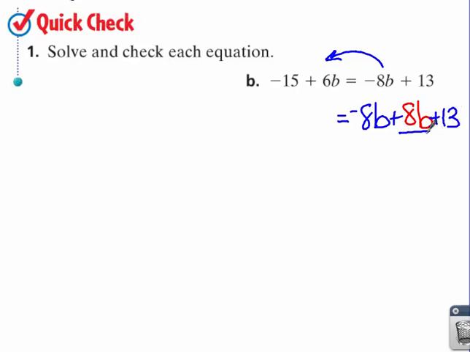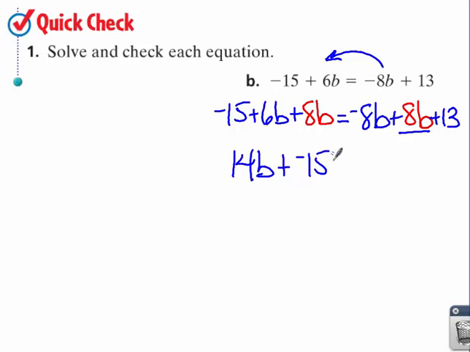So this 8b here is what I have to add to the other side. I just take this line, copy it down: negative 15 plus 6b plus the thing that I added on the other side, which was our 8b. Now we put like things together. We have a 6b and an 8b that go together to make 14b, plus the negative 15, which comes along for the ride. And my negative 8b and positive 8b go away, and we're just left with regular 13.